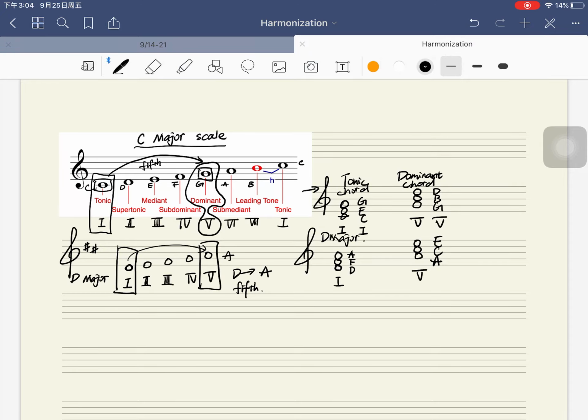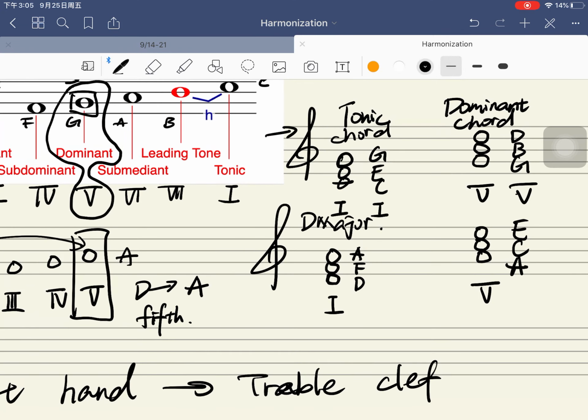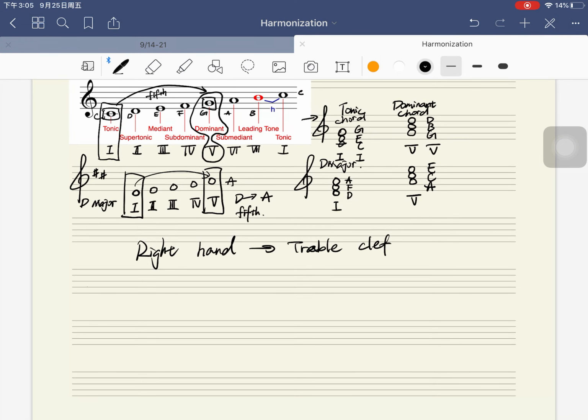And the next step in the harmonization is to analyze the right hand, which is the treble clef. And see if the notes in the treble clef are in the tonic chord. Here, we're in C major. We don't have any accidental marks here.